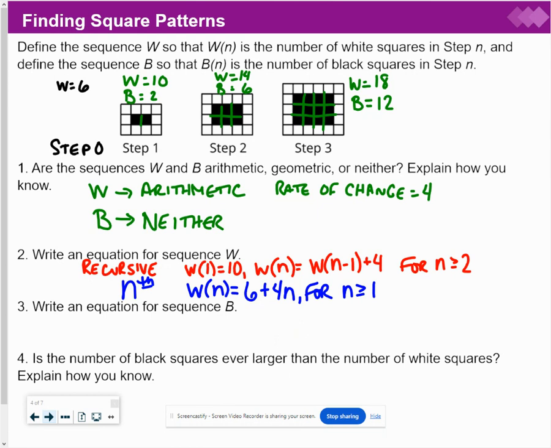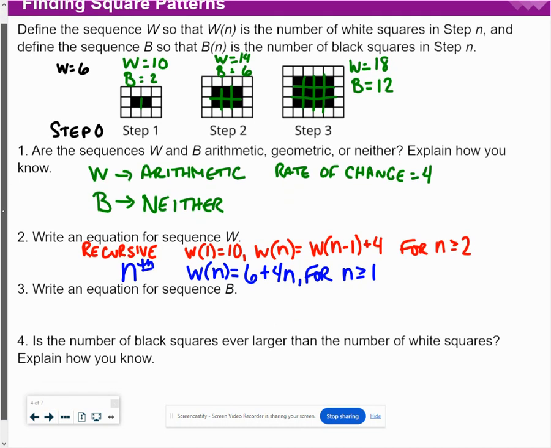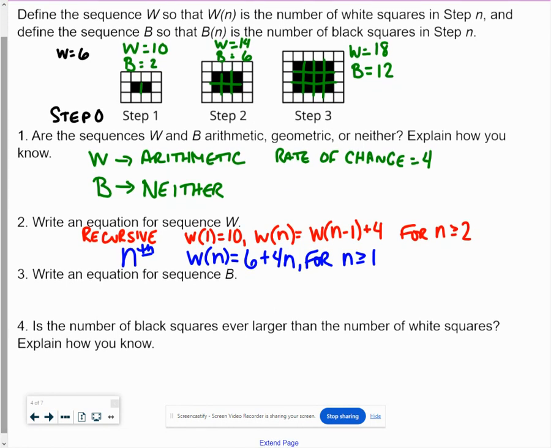All right, sequence B. Again, it's not arithmetic, it's not geometric, so this one is not as comfortable for us because we don't just have a basic setup for this. But for the recursive form for this one, I would say for this one, in step 1, I had 2 black squares. And to get to any term in my sequence, now this is where I need to know what is happening here. We didn't have a constant growth rate. We didn't have a rate of change. So I need to figure out what's going on.